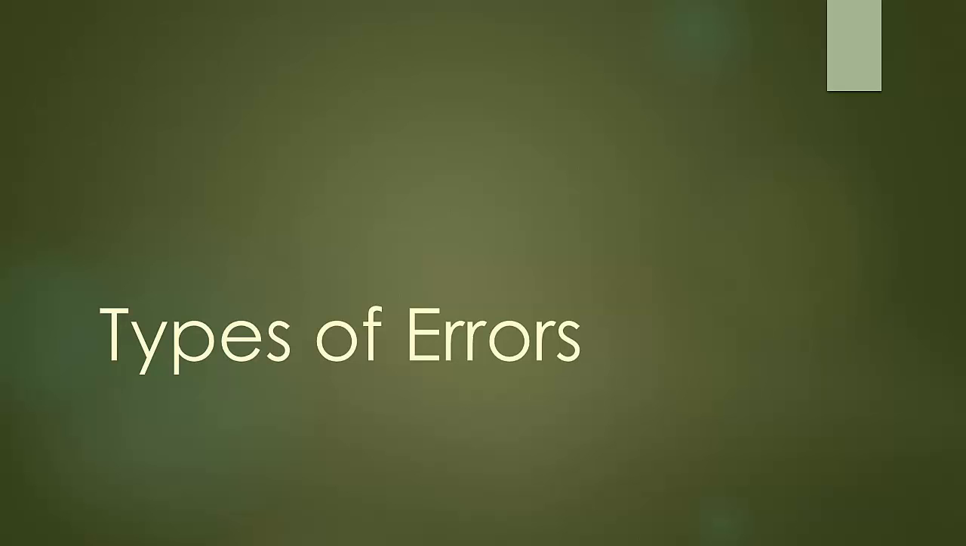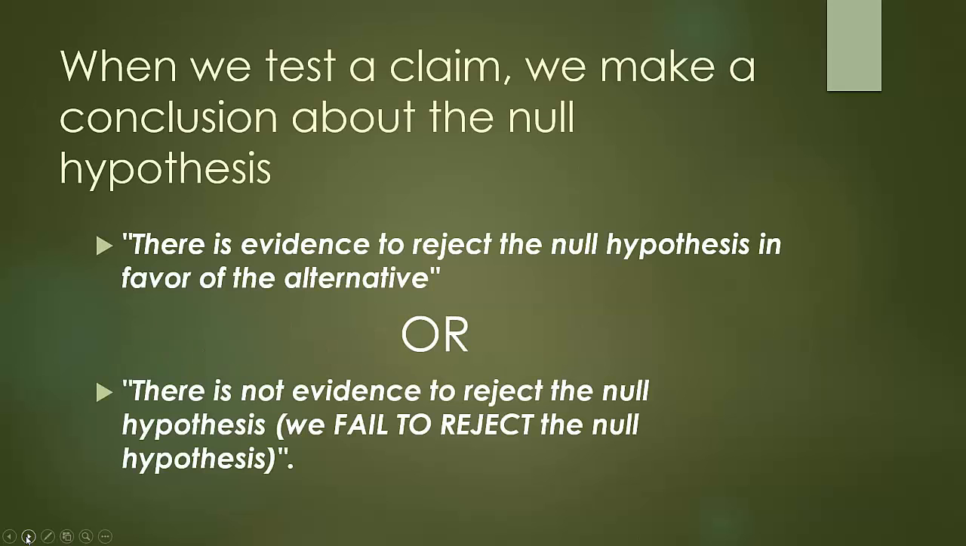Because we're not testing with 100% confidence, which would be impossible unless, of course, we could survey the entire population, we have this room for error. And we have to think about how much error we are comfortable with, and what kinds of errors could be made. So let's think about our process of hypothesis testing.